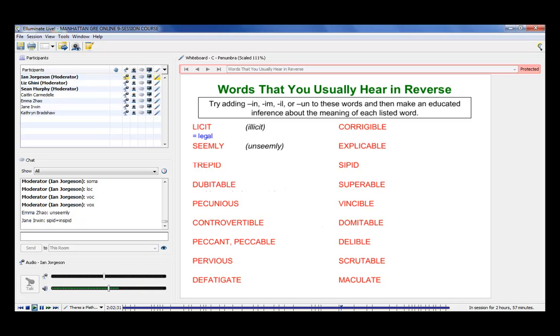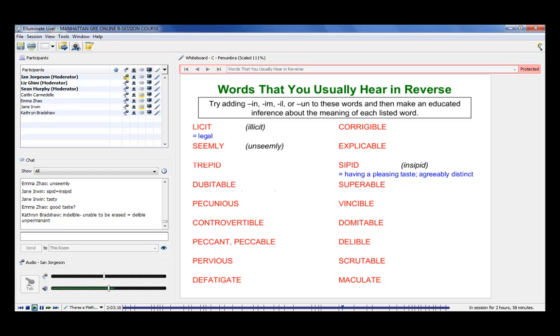Okay, Emma's giving us unseemly. So what does seemly mean? Jane's giving us insipid. So what does sipid mean? Jane, yeah, absolutely. Having a pleasing taste. Insipid literally means having a dull or boring taste, but it's come to mean more broadly anything that's sort of undistinguishable, normal, boring, dull. Yeah, good call. Keep going, guys. So Emma's giving us good taste. Yeah, unseemly behavior is bad taste. Seemly would be decorous or appropriate. Yeah?